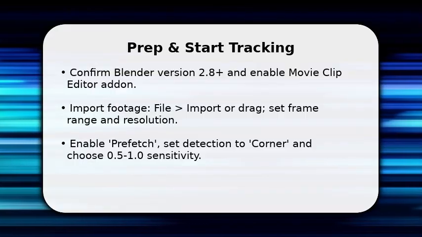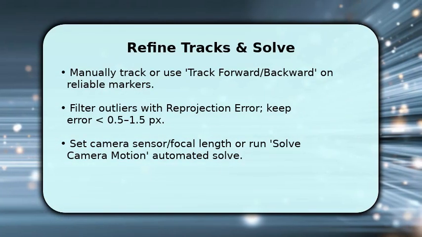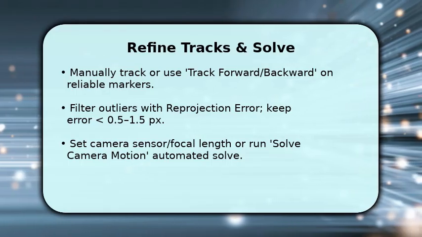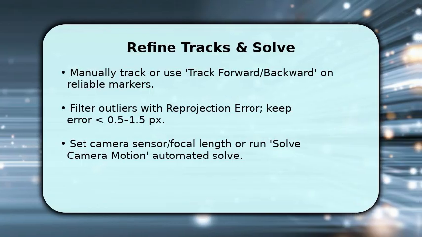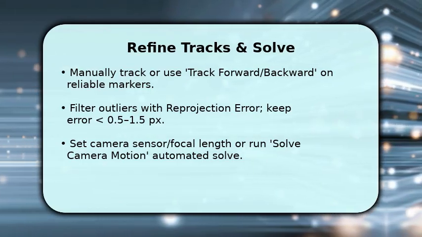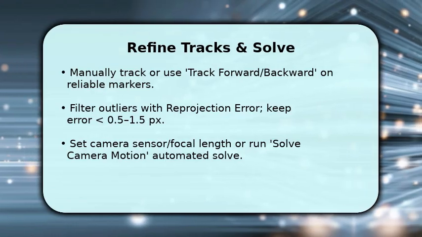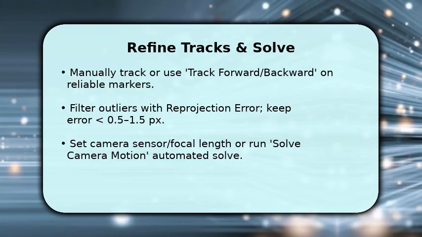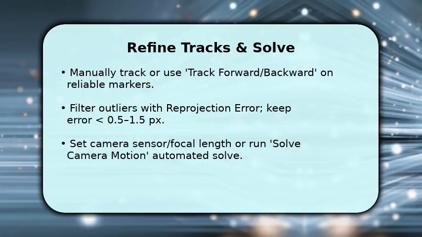Now add 8 to 20 tracking markers quickly across different depths and textures, so Blender has enough parallax. Next, you refine individual tracks. Select a marker, use track forward or backward, and correct drift frames manually. Once most markers follow accurately, check the reprojection error graph and delete or retrack points above 1 to 1.5 pixels. This improves precision. Then provide lens data, sensor width or focal length, if available, because it helps the solver.